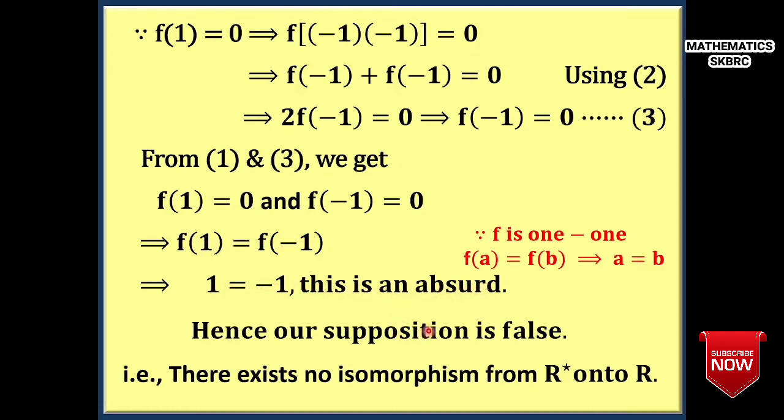Hence, our supposition that there exists an isomorphism from R star to R is false. That is, there exists no isomorphism from R star onto R. Hence, completed.